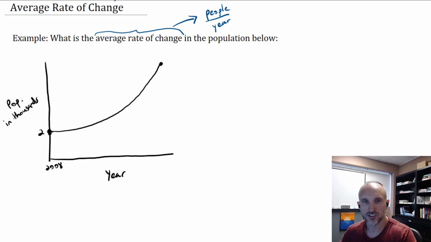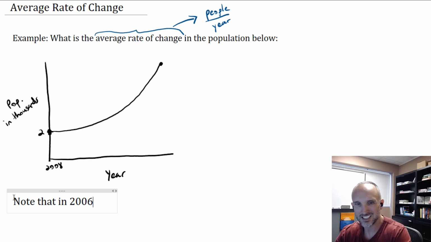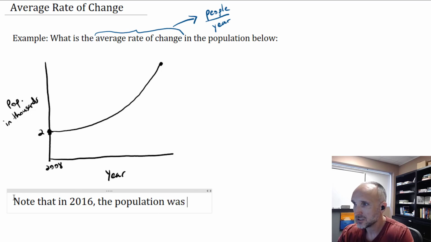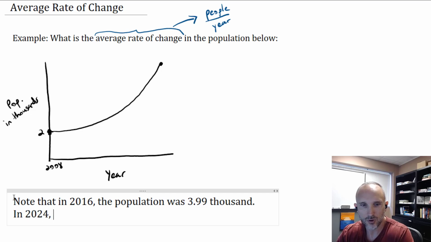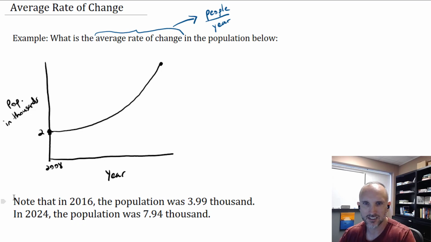Now, let's ask some questions here. The first question. Let's mention here some details about the graph. Note that in 2016, the population was 3.99 thousand. In 2024, the population was 7.94 thousand. Okay. Now we can ask some questions.